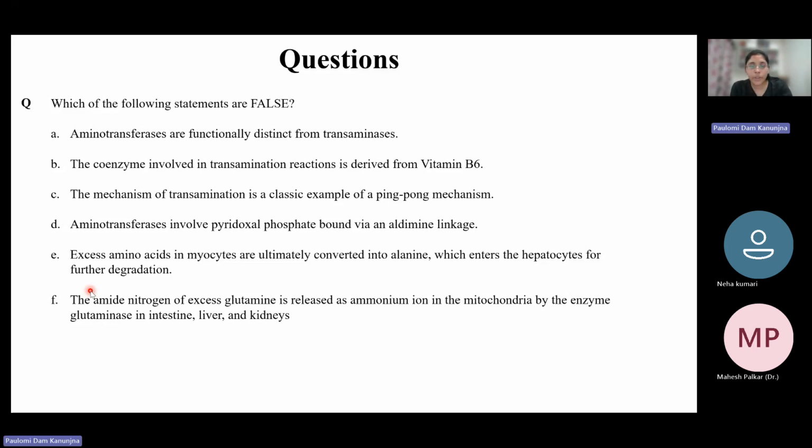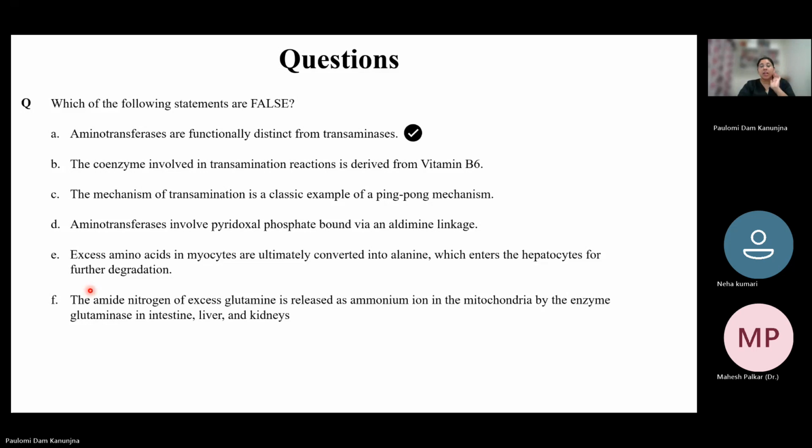A. We are looking at false statements. Okay. A. Only A. Okay, let me give you the answers. Like someone mentioned, it's A. A is the only false statement. That's also something that we have already discussed. The statement says aminotransferases are functionally distinct from transaminases, and we have established they are not. They are the same enzyme. They are basically two names for the same enzyme. The rest of the statements are correct, and we have already discussed this.